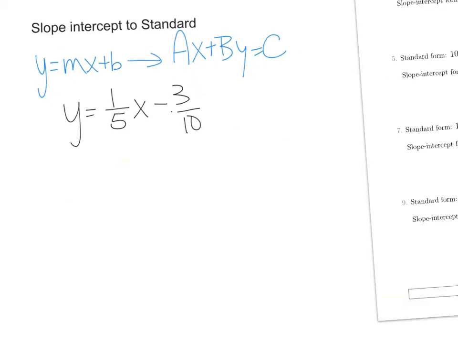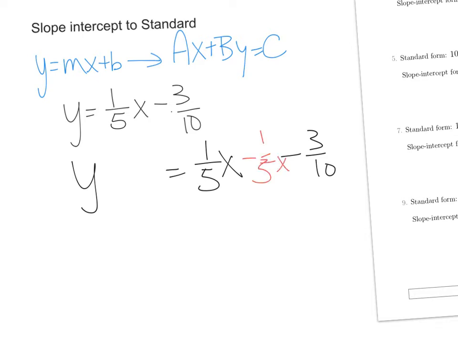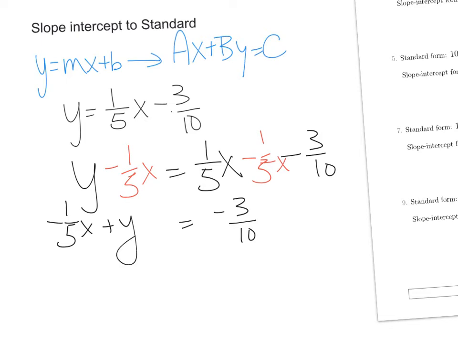In this question, we again want to move from y equals mx plus b form to standard form. So I'm just going to get the x term over here. In order to do that, I'm going to subtract 1/5 x from both sides. In my next line, I'll keep the constant over here, it's -3/10. And on this side, I have -1/5, putting my x term first, and then my y term, so plus y.